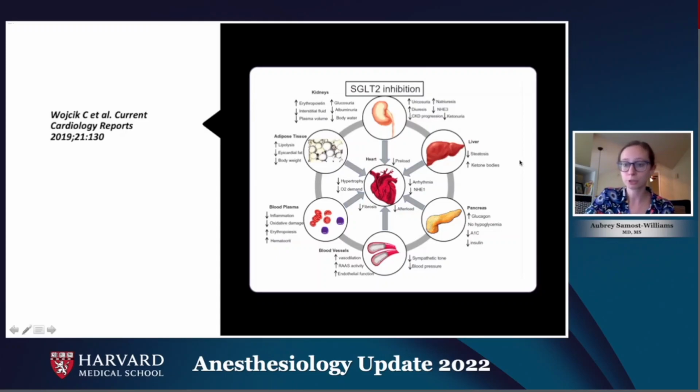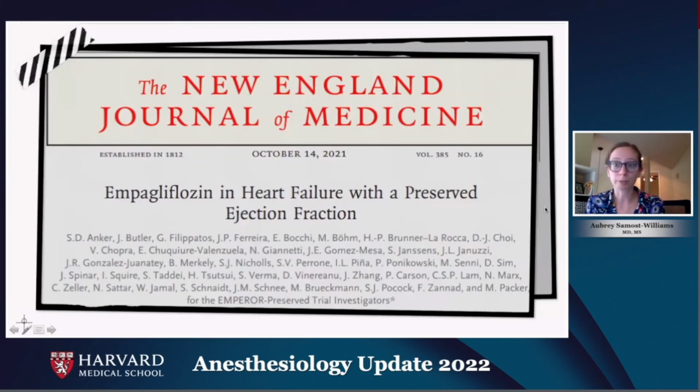And so there was a large trial. This is the EMPEROR-Preserved trial, which I highly recommend reading. So this looked at patients who had heart failure with preserved ejection fraction. So remember, the majority of heart failure patients have HFpEF, not HFrEF, right? They don't have a reduced ejection fraction. The majority have preserved ejection fractions.